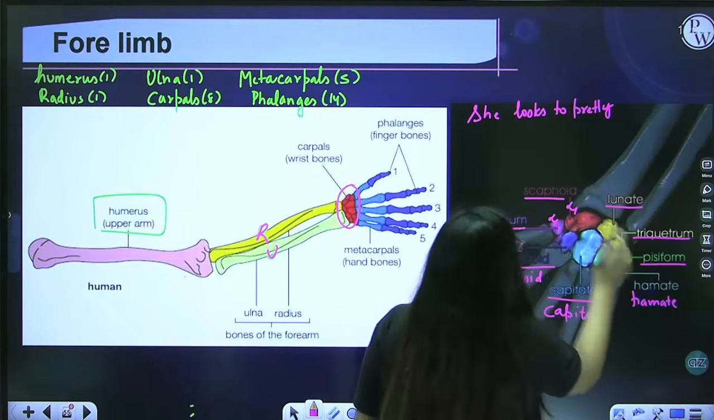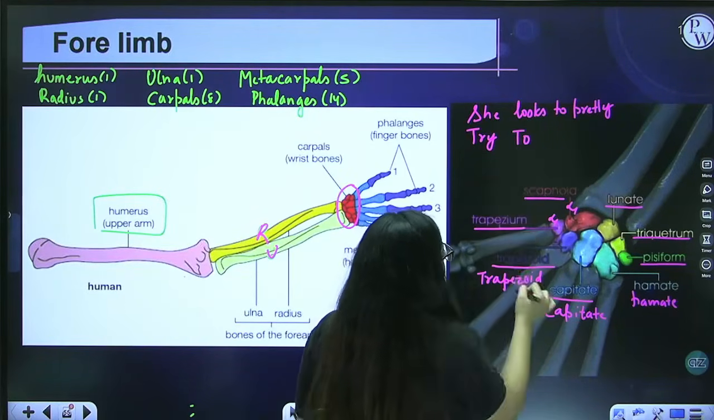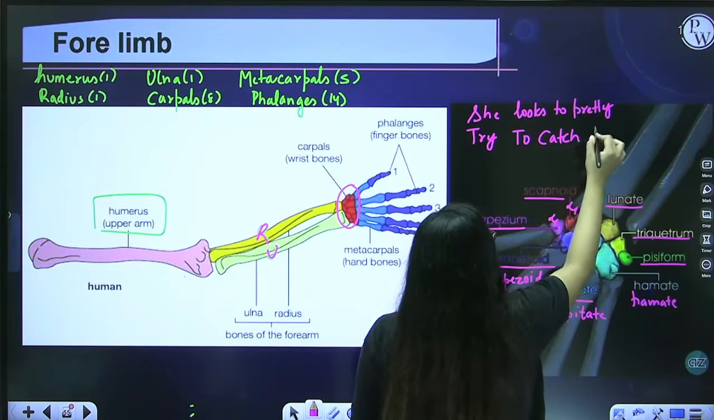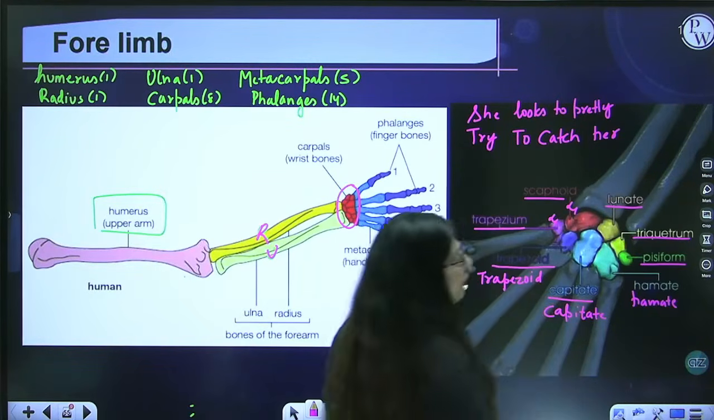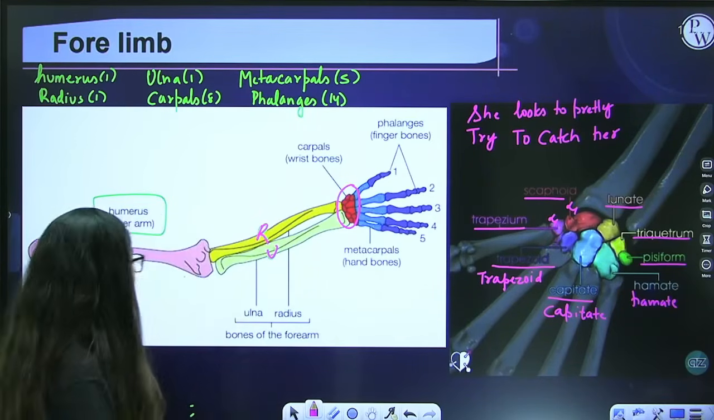She looks too pretty. Tri, that means trapezium. 2, trapezoid. Capitate, catch. And her is hamate. You can learn like this. She looks too pretty, tight to catch her. All right. That's about forelimb.